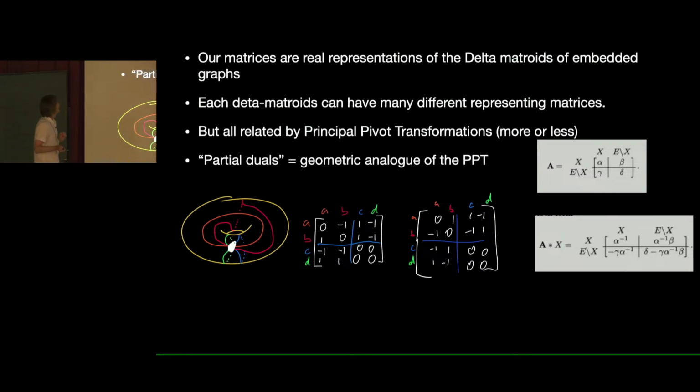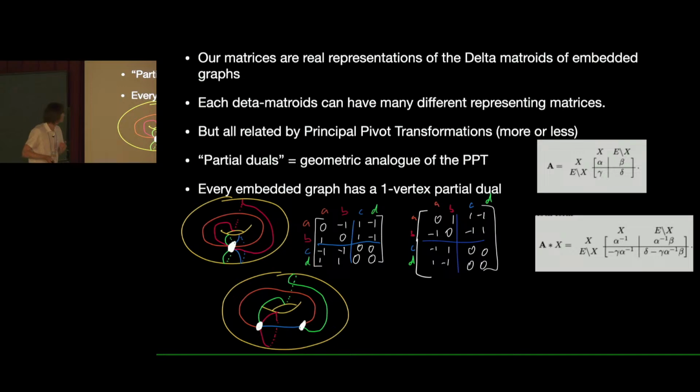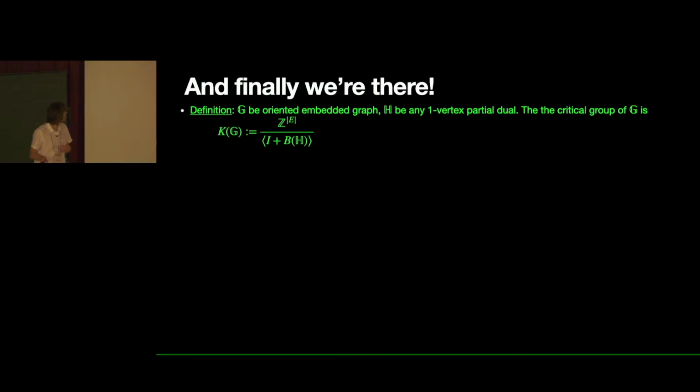And something Carolyn mentioned was partial duals. This is an operation on an embedded graph that's the geometric analog of these PPTs. And every embedded graph has a one vertex partial dual. So you're finally there. If you've got any embedded graph, you can take a one vertex partial dual, read off the matrix, and construct this critical group.